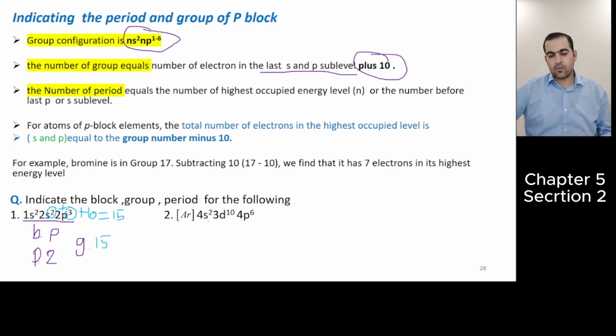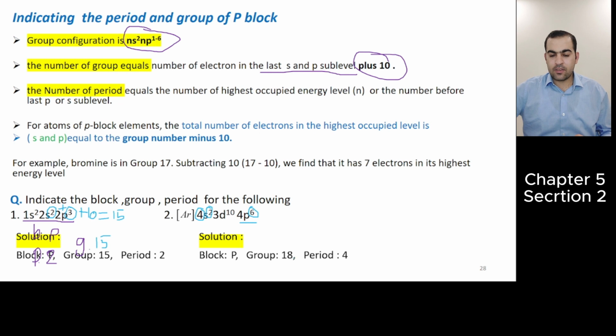Okay, look at this one. So this is in block p. The period equals 4, the number before last s, the highest occupied energy level. And the group equals the number of electrons in last s, last p, 2 plus 6, then plus 10. This is the rule: number of electrons in last s, last p, plus 10. 6 plus 2, 8. 8 plus 10, 18. Look, the element is in group 18. Okay, we're going to use that sentence.